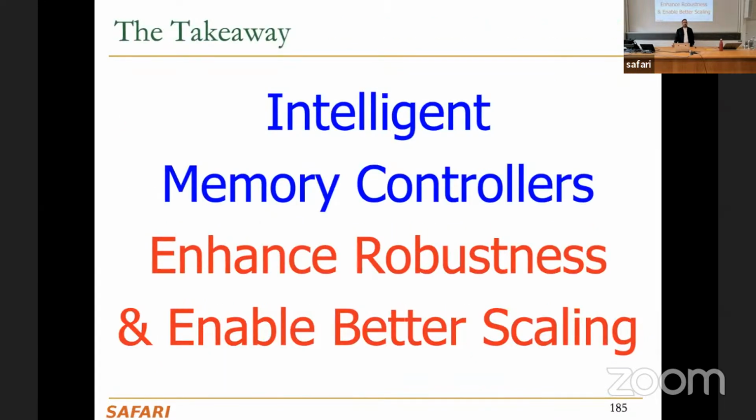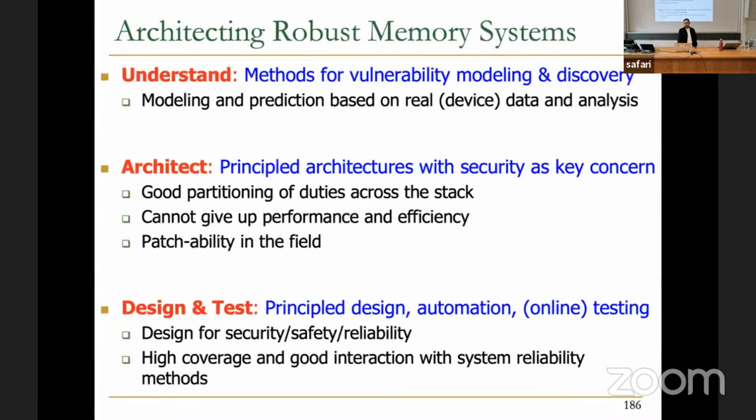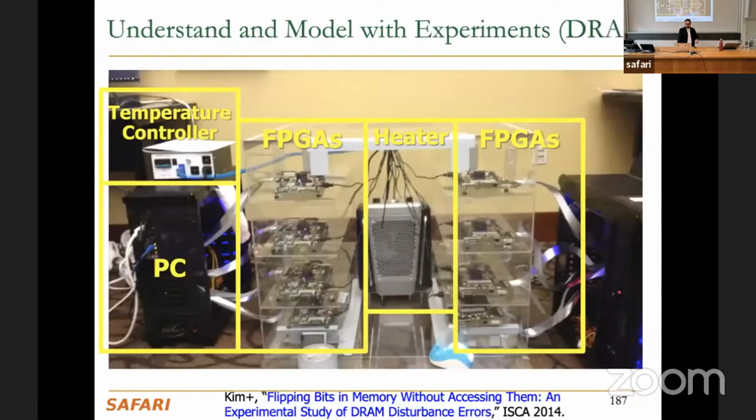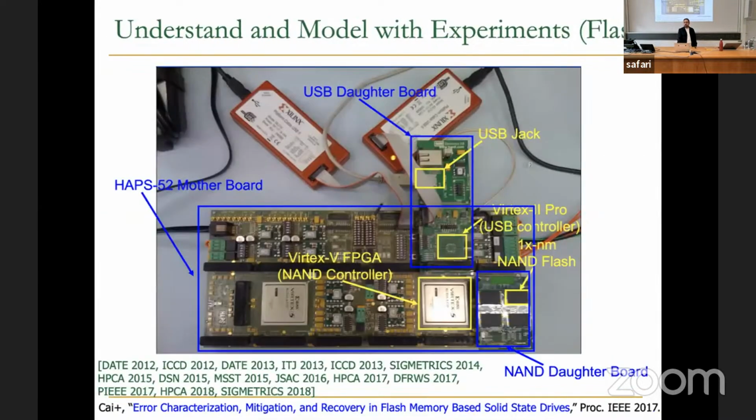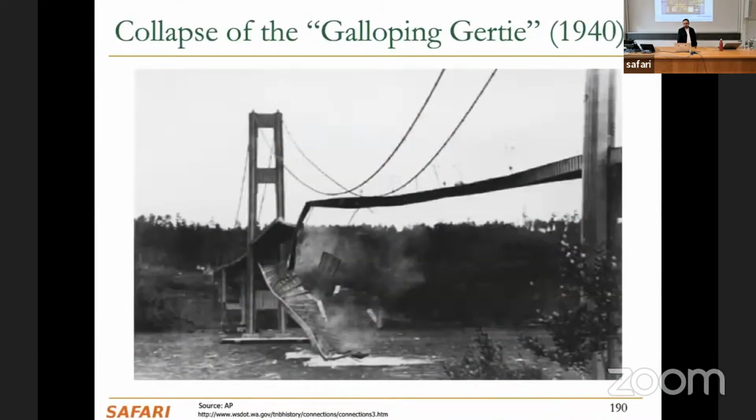So the takeaway is that going forward, we need intelligent memory controllers, enhance robustness, and enable better scaling. We need to understand, architect, and design better testing methodologies for the memory systems. We need better infrastructures. These are some pictures of our infrastructures for DRAM and flash memory.